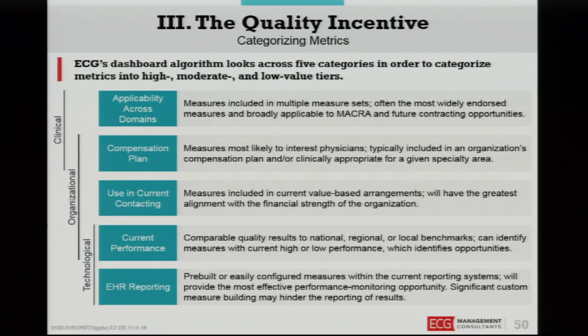And so thinking about those 3 areas, the clinical side, the organizational side, the technological side, scoring measures across a bunch of different categories in order to figure out which are the ones that are going to be most important to your organization and what you should be prioritizing.